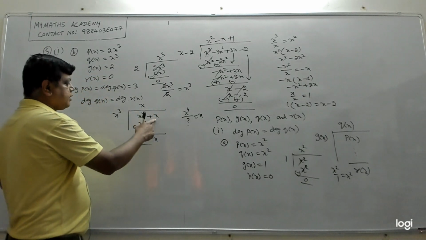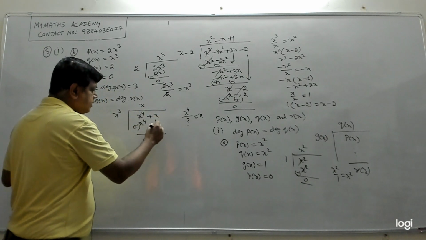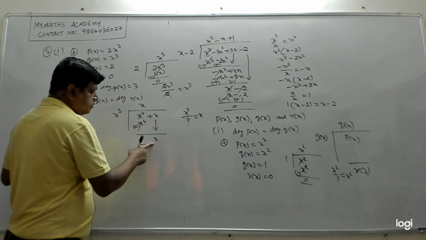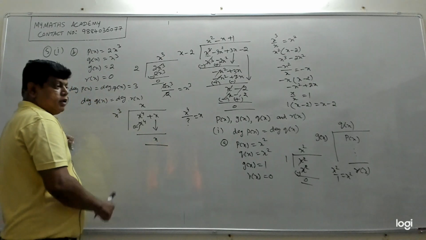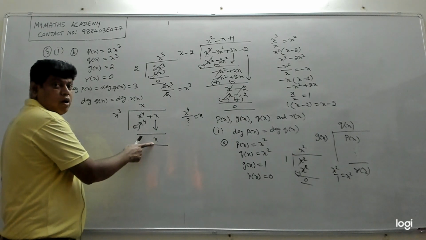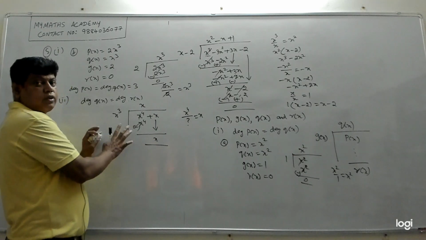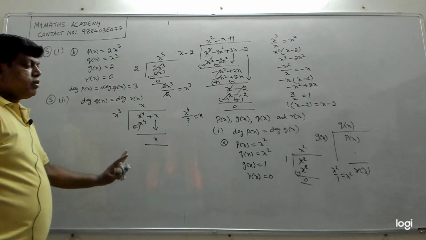Suppose there is a plus x here, then what do I do? I will cancel these two. I will bring this x down. Then it will become x. Then this is x cube, this is x. The degree of R of x is less than degree of G of x, so I will not proceed. I will stop here. Now we have got the polynomial.